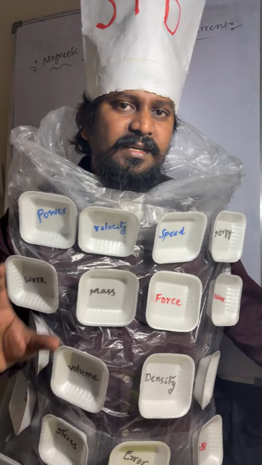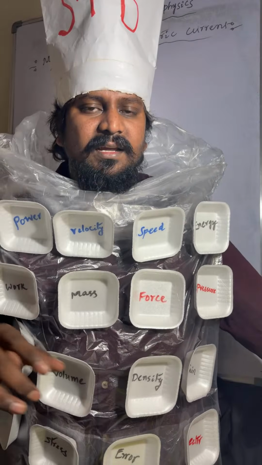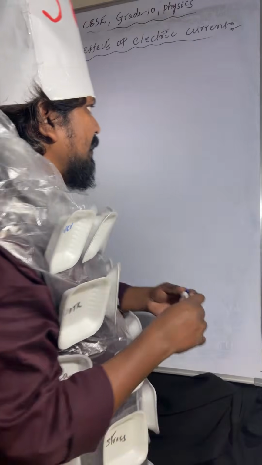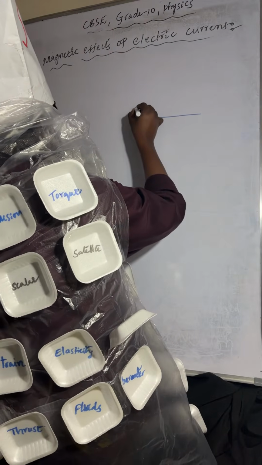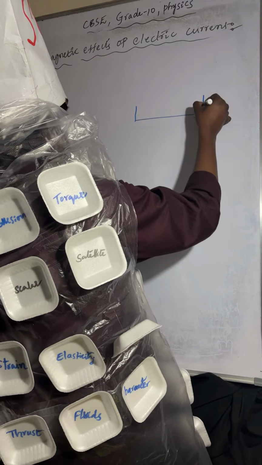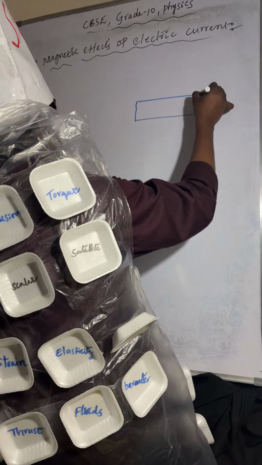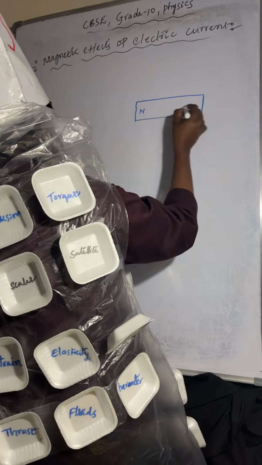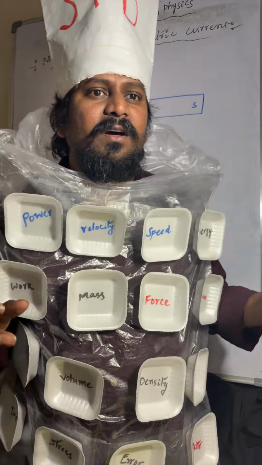Now you can see here, a magnet is there and around it the magnetic field will be there. I'm taking the bar magnet. This is a bar magnet, and these are the poles of the bar magnet.